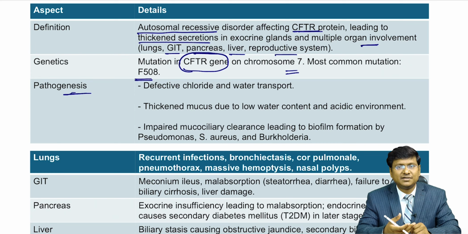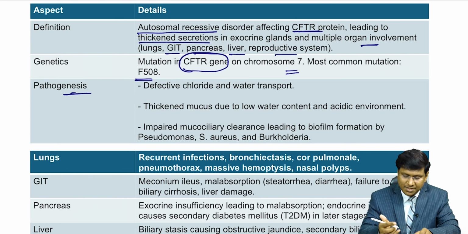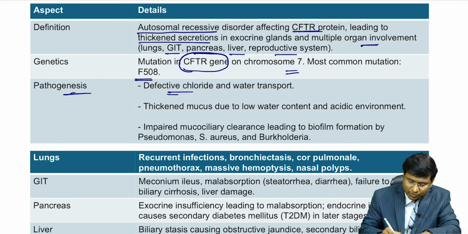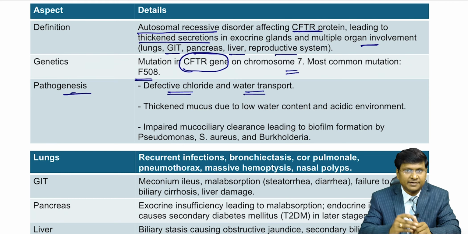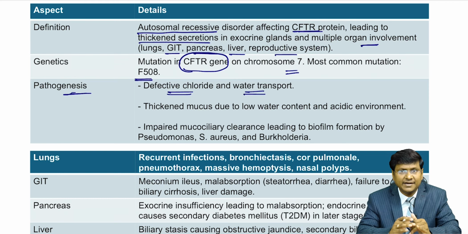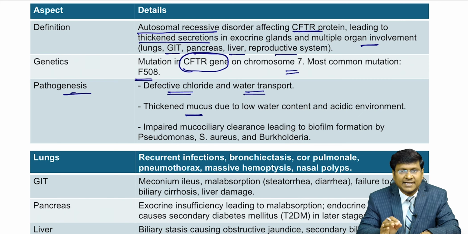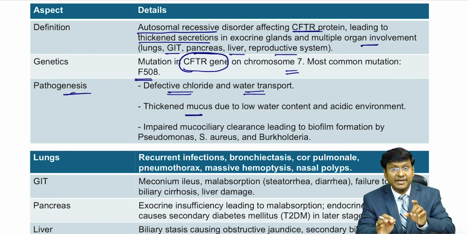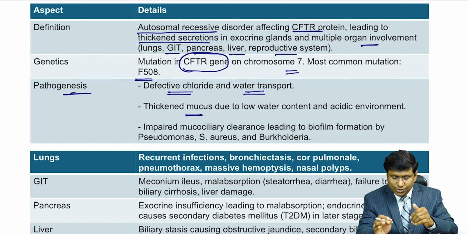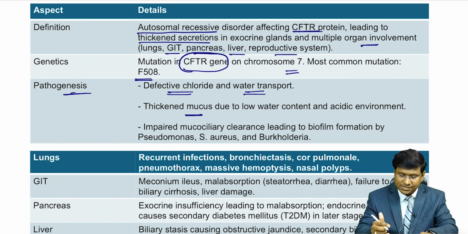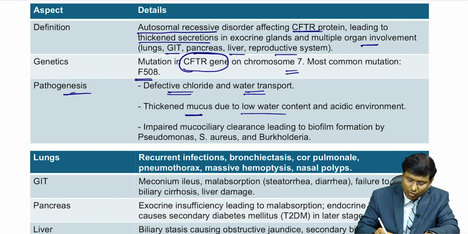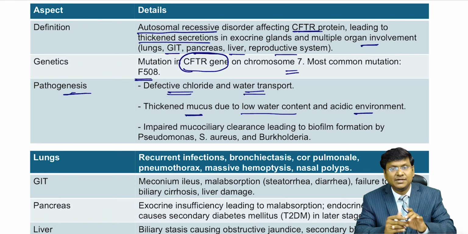Because of the defective CFTR protein, there is defective chloride and water transport. Once there is defective chloride and water transport, that will make the mucus very thick. So you will notice that there is thickened mucus, and that is because of low water content as well as the acidic environment.